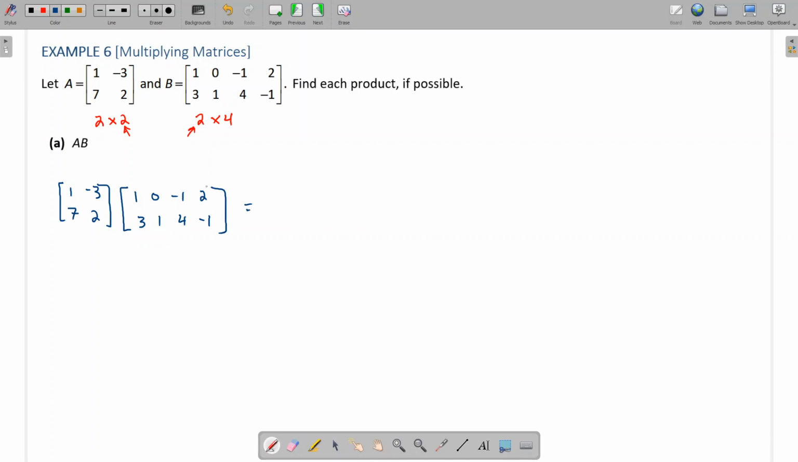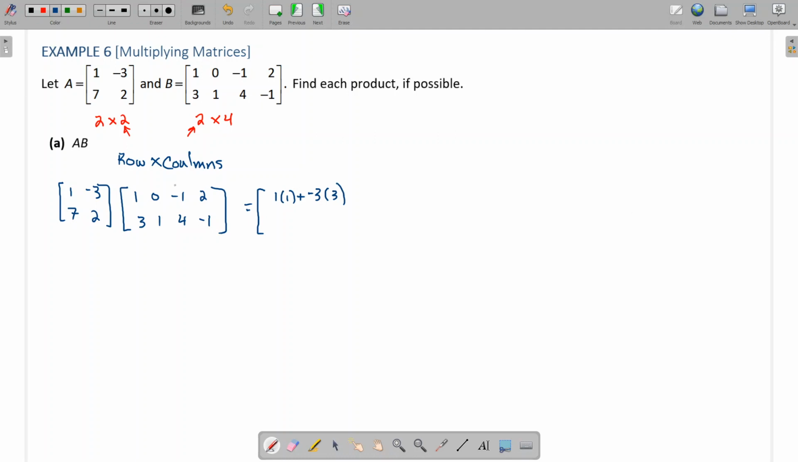Okay, so to do this product, we're going to start with the rows of matrix A and multiply them by the columns of matrix B. You always want to just remember you do rows by columns. That will be how we always multiply matrices. So the first element is going to be 1 times 1, this one times that one, plus negative 3 times positive 3. So that's just the first element in the matrix.